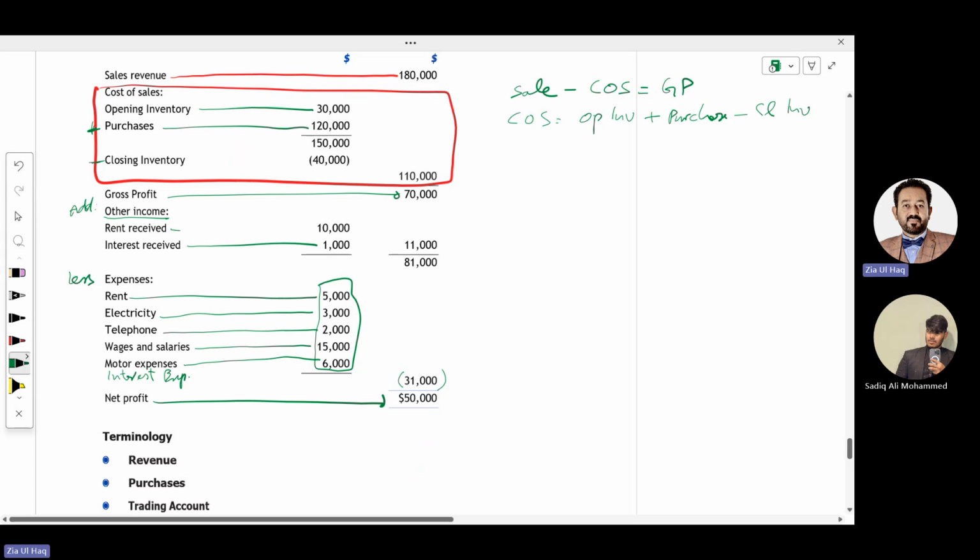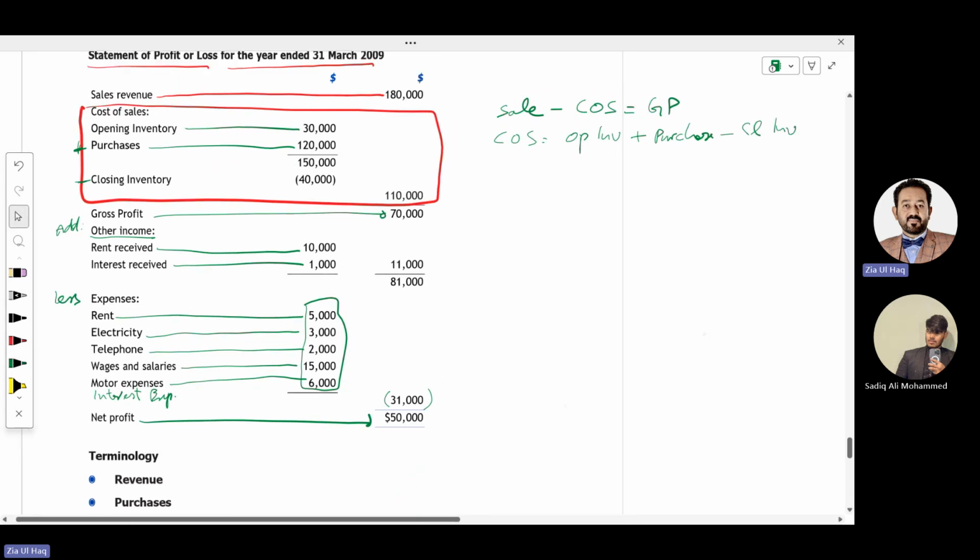Rent received. We had an extra property that we rented out and we are receiving rent income from that property. That is income, but it's not coming from sale of goods. That's why it will be recorded separately rather than added to the sales revenue. So to gross profit, we add other income and we deduct all the expenses to arrive at the profit.